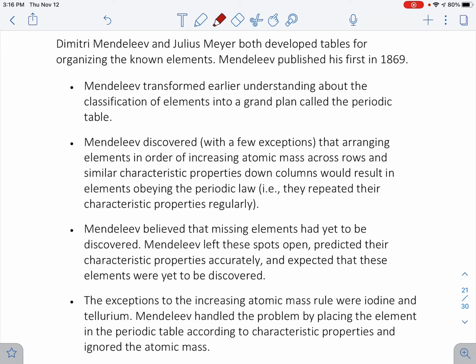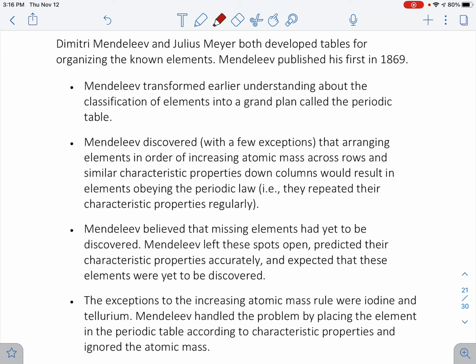So he discovered that, with few exceptions, arranging elements in order of their increasing mass across rows and then organizing their properties in columns would cause them to obey something called the periodic law of repeating characteristics. He believed that missing elements had yet to be discovered, and so he left spots open, and those spots actually predicted a future element. This is the power of models.